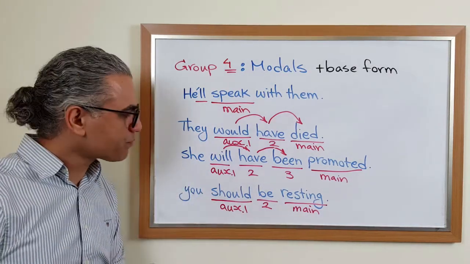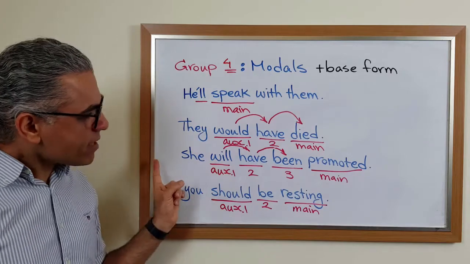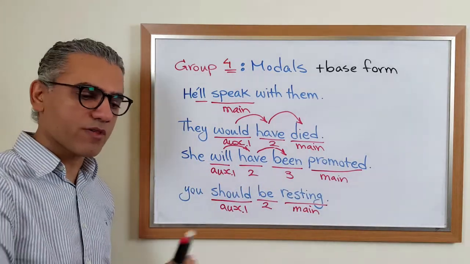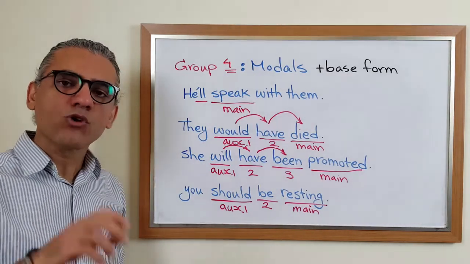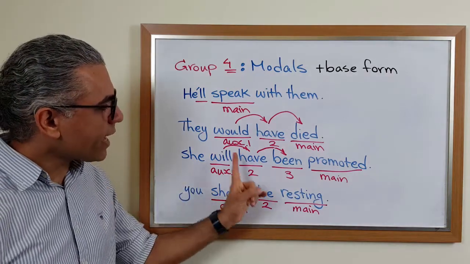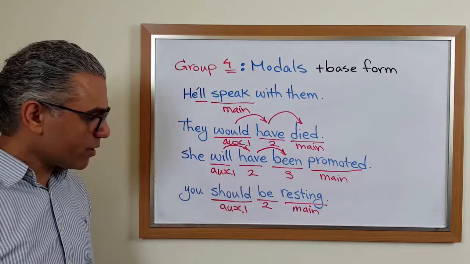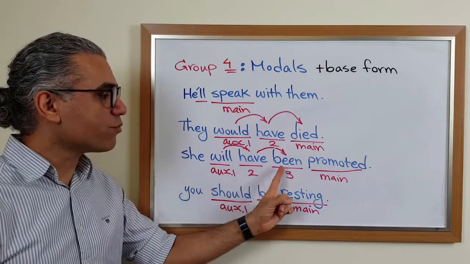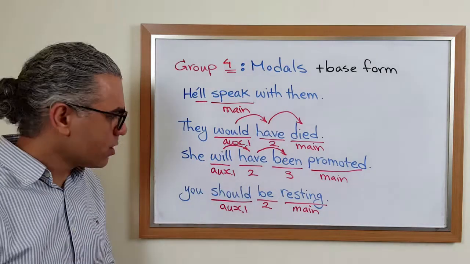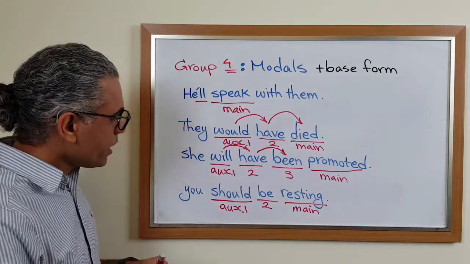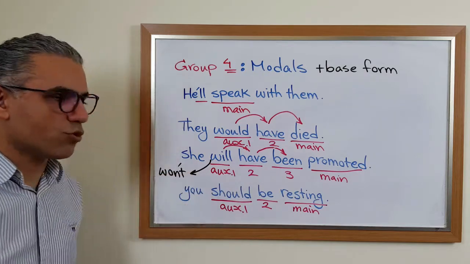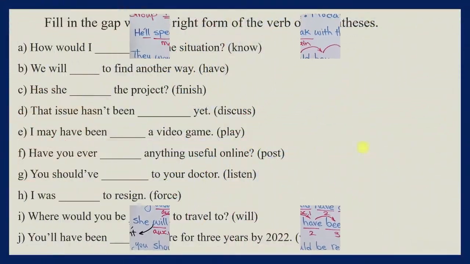The last point, before we finish our lesson, look, let's say we want to make this sentence negative. If you have several auxiliary verbs and you want to make the sentence negative, you add not to the first auxiliary verb. So she will have been promoted. The negative will be she won't have been promoted. We cannot say she will haven't or whatever else. So in here, we change will to won't to make the sentence negative.